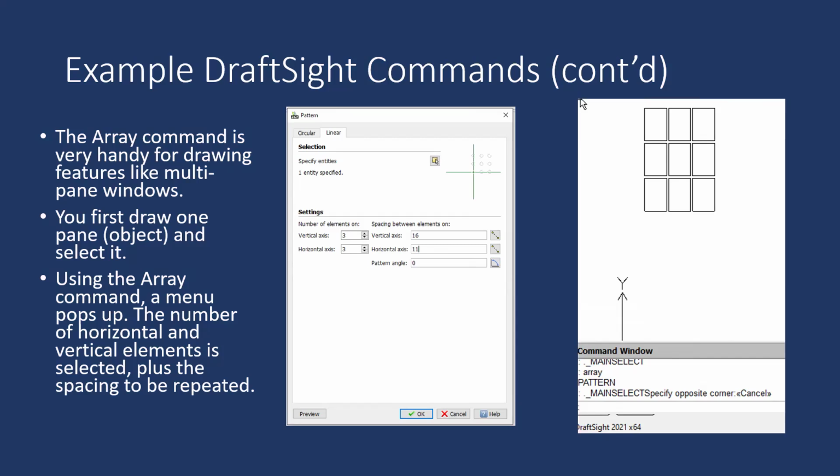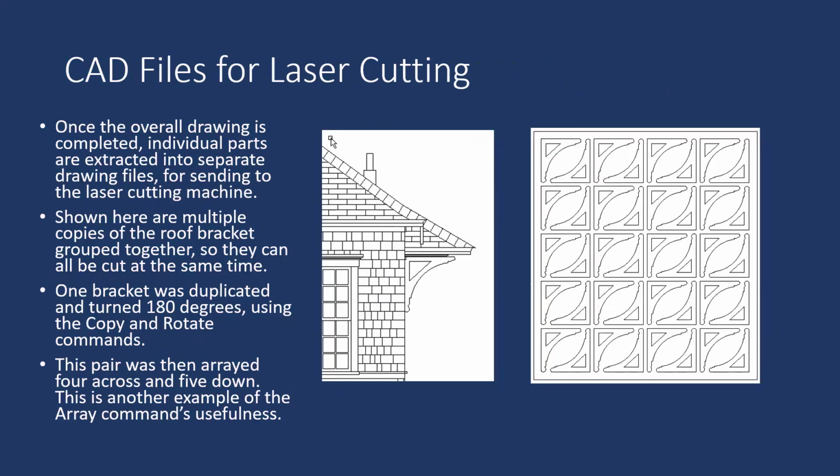And then you call up the array command and a menu pops up. It asks you to fill in the number of horizontal and vertical elements and the spacing to be repeated horizontally and vertically. And then you hit OK. In this case, I'm asking for a 3x3 array, 3 across and 3 down. And there you go. So you don't have to laboriously draw everything by hand.